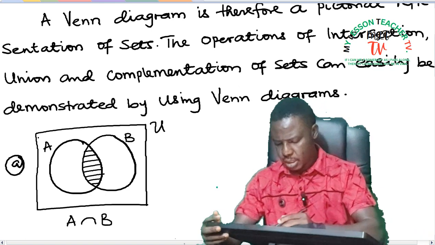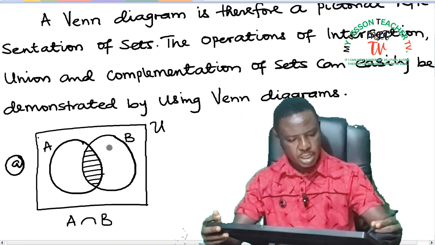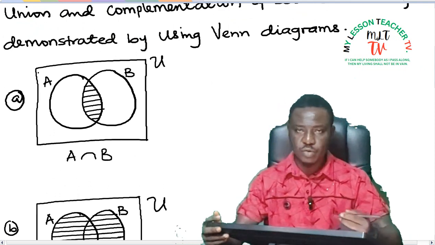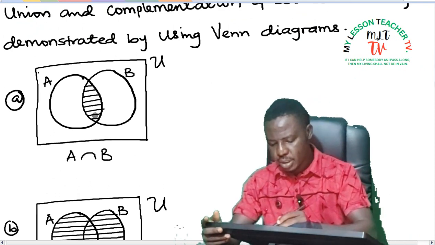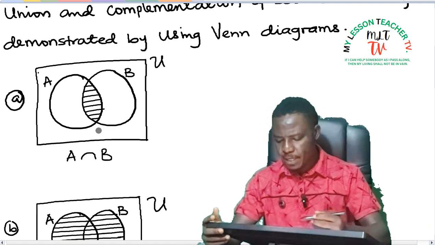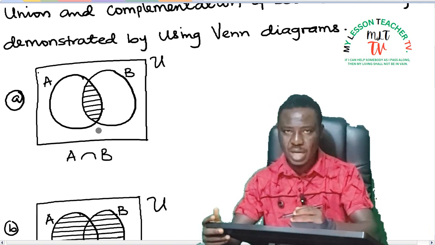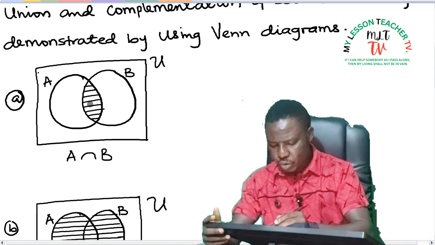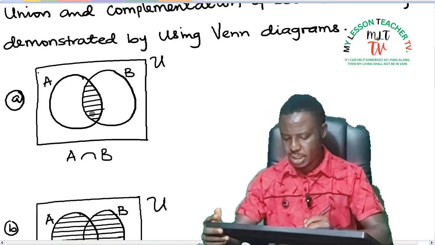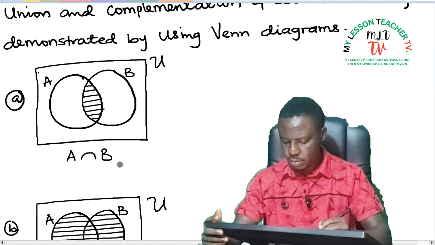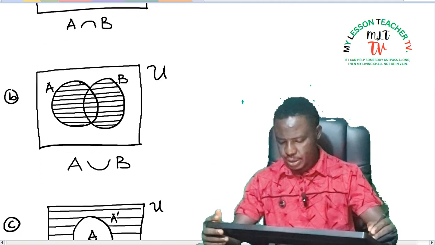So, this is the representation of the intersection of two sets. The shaded region is the set of elements that you can find in set A as well as in set B. So this shaded region represents the intersection of two sets, and it is written as A intersection B.